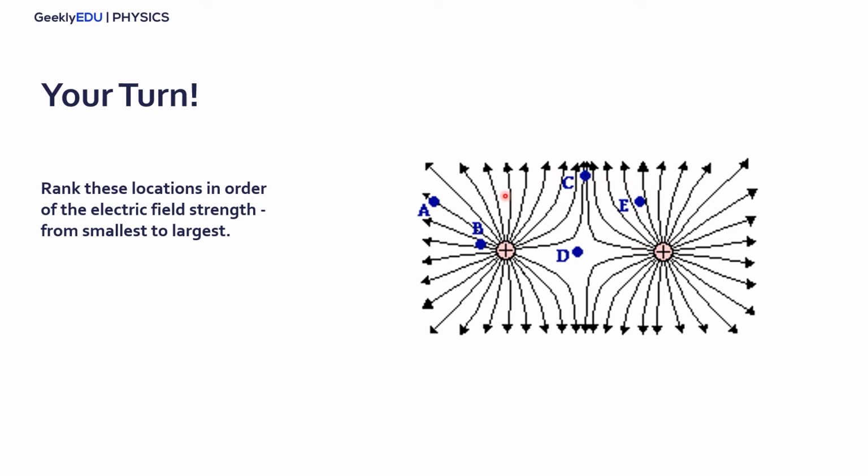So I want you to look at this image at these points in space and rank these locations in order of the electric field strength from smallest to largest. Okay? Remember all the properties we've seen for electric charges and think about it, write your answers in the comment section.